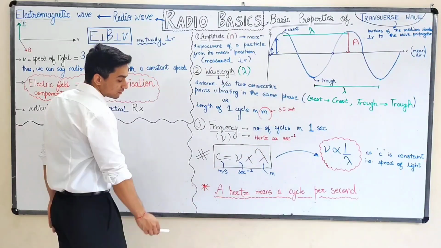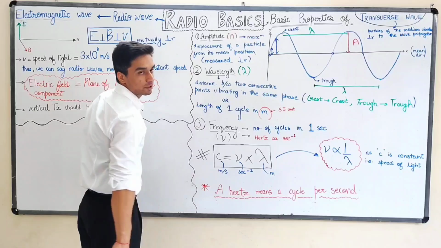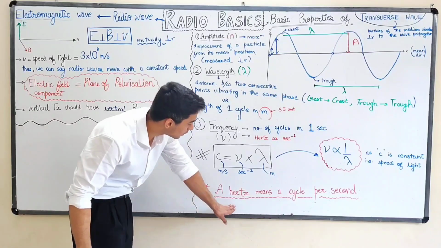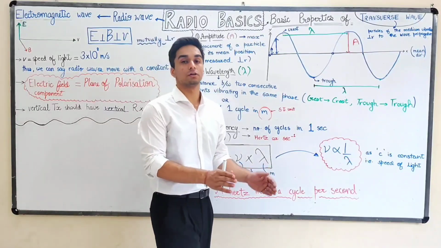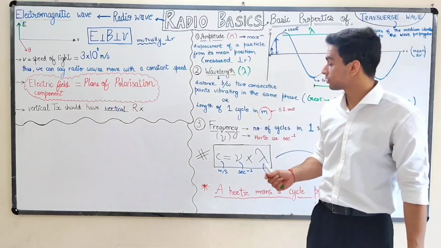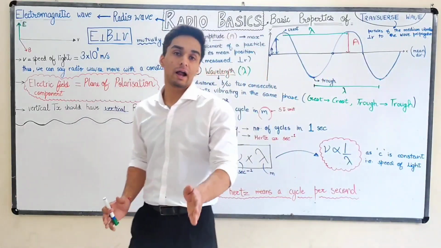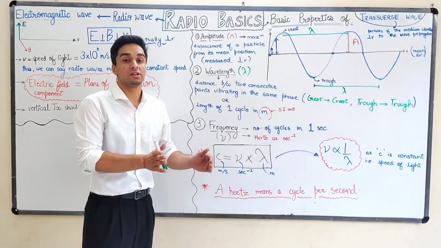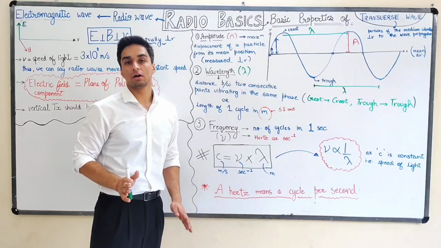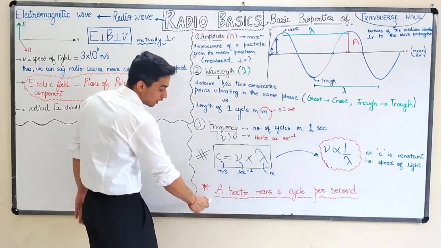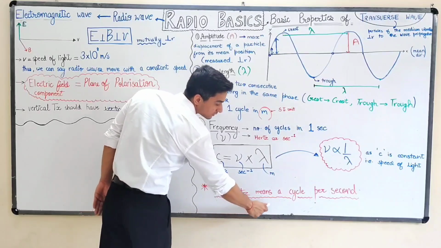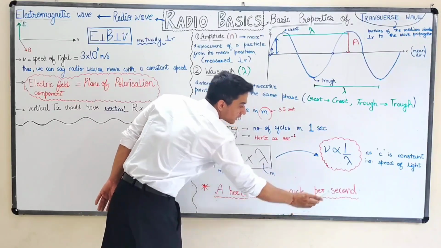With this we come to the last star point, that says a hertz. What is the definition of a hertz? This is a very standard question. You can find it in any book. You will be following it for doing questions, and we will be making a separate question series also. So a hertz means a cycle per second.